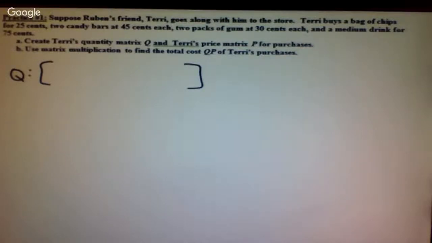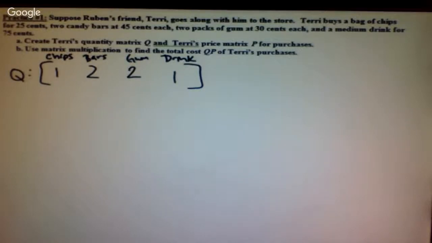So what quantity would you like to put first? Chips. And you said that was what, Mr. Burleson? 1. We only bought 1 bag of chips. Okay. What comes next? The candy bars. Let's see, there's 2. What else do we have? Gum. And there's 2. And a drink. And just 1 drink. Okay?